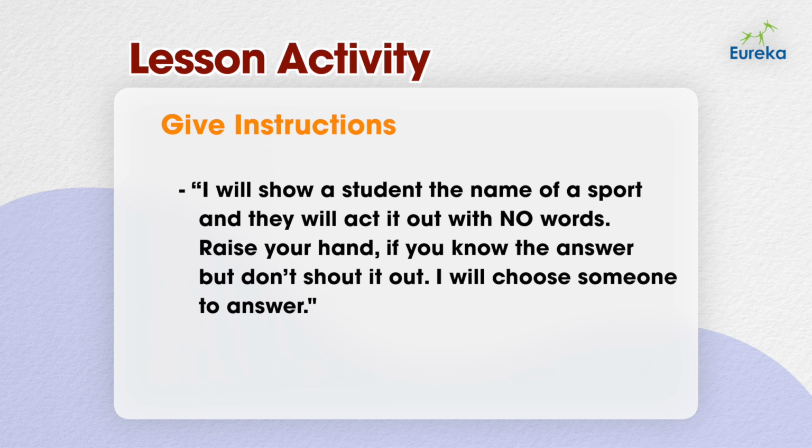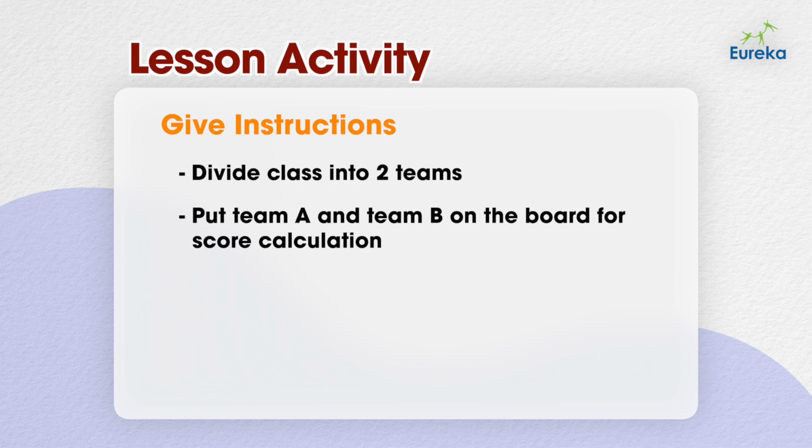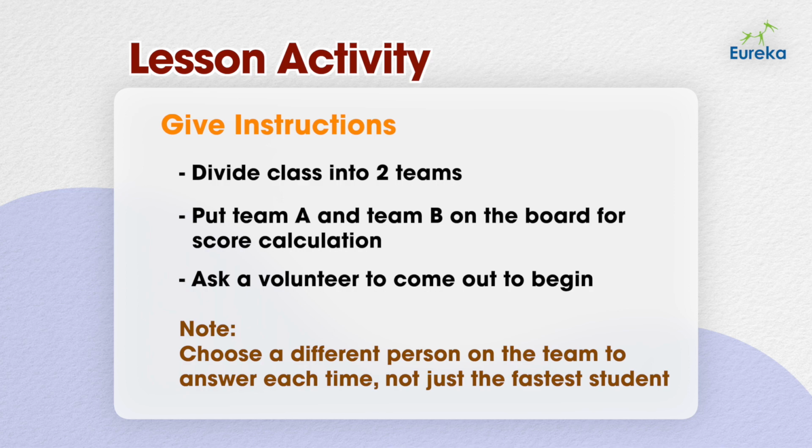If the activity is complicated, you might also want to demonstrate this activity with a bright student. Then you go on with your procedures. Divide class into 2 teams. Put Team A and Team B on the board for score calculation. Ask a volunteer to come out to begin. You might also include a note for yourself. Choose a different person on the team to answer each time, not just the fastest student.